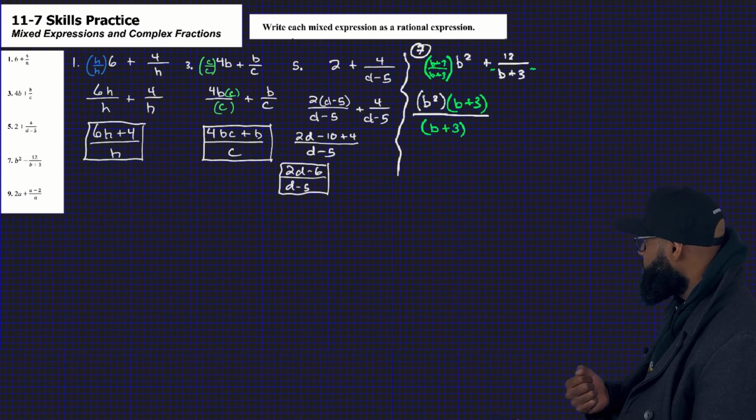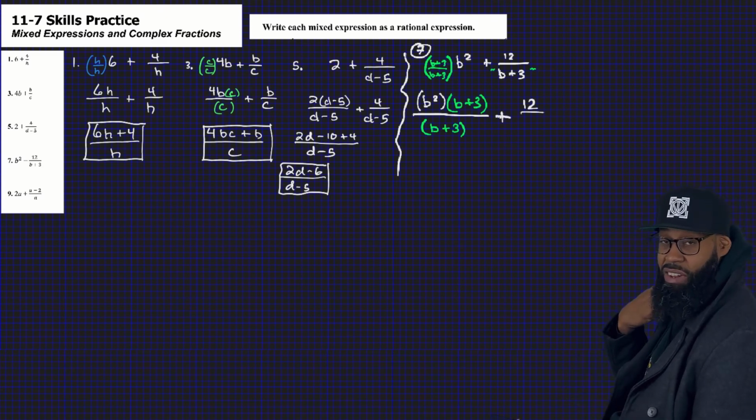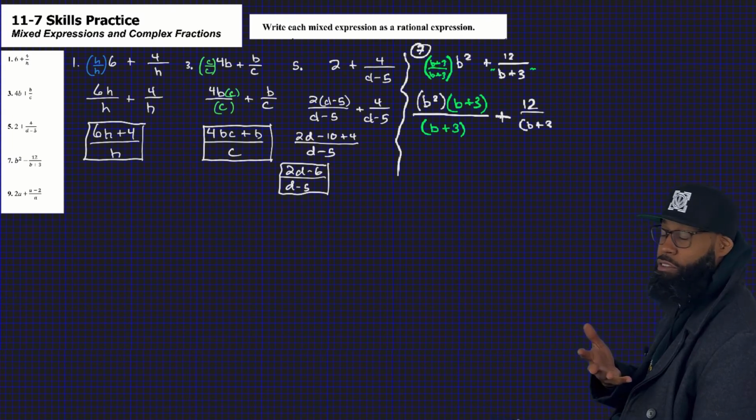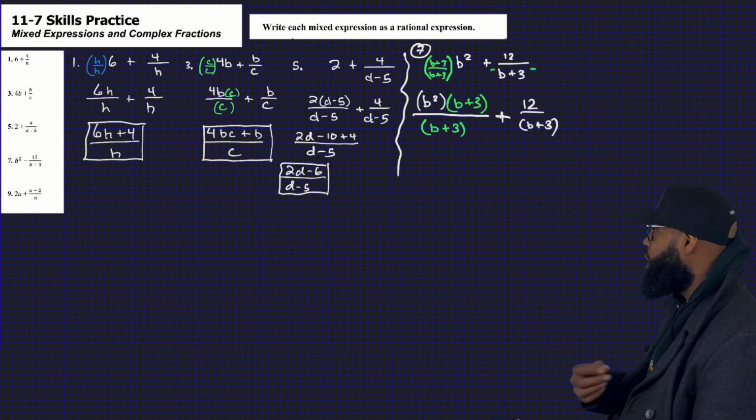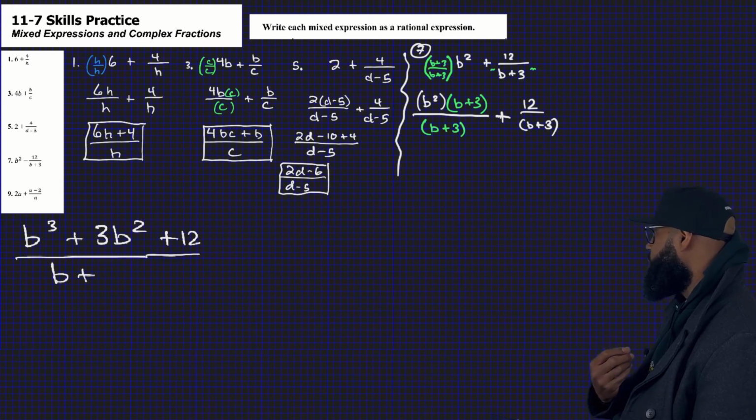plus 12 divided by b plus 3. So they have the same denominator, so now I can combine the numerators, but recognizing to multiply, distributive property, whatever you want to call it. B squared times b gives me b to the third. B squared times 3 gives me 3b squared. And then of course I got this plus 12 that I can continue to put in the numerator because they have the same denominator now.